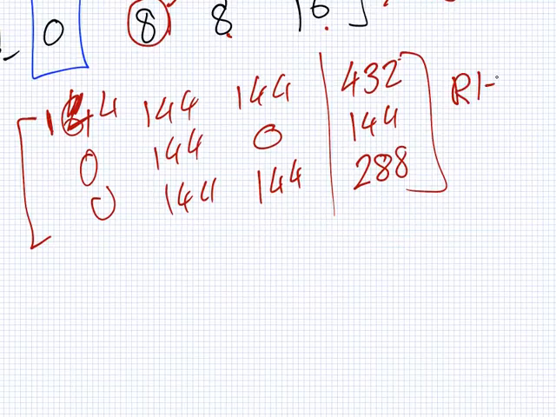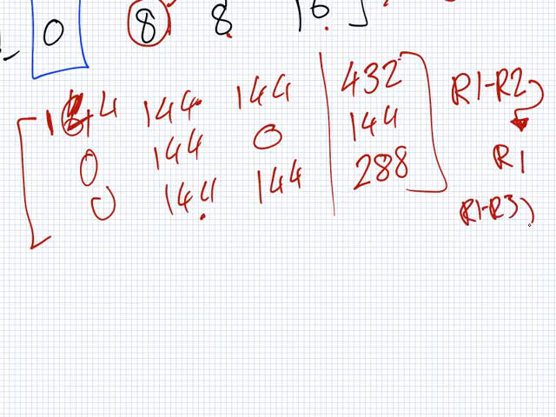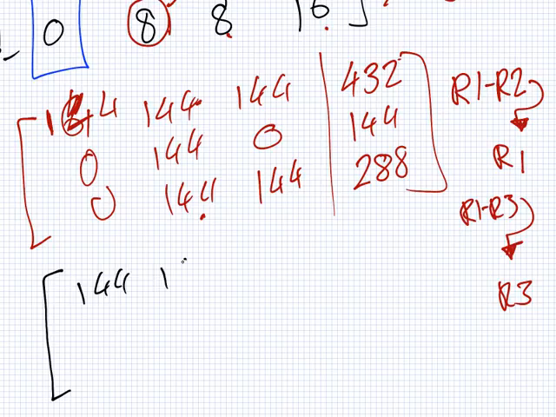Now, what should I minus now? Row 1 minus row 2. And where should I put the answer? No, on row 1. I want to make this 0. And if I want to make this one 0, row 1 minus row 3 and put the answer on row 3. So now watch it all simplify. 144, 144, 144, 432.